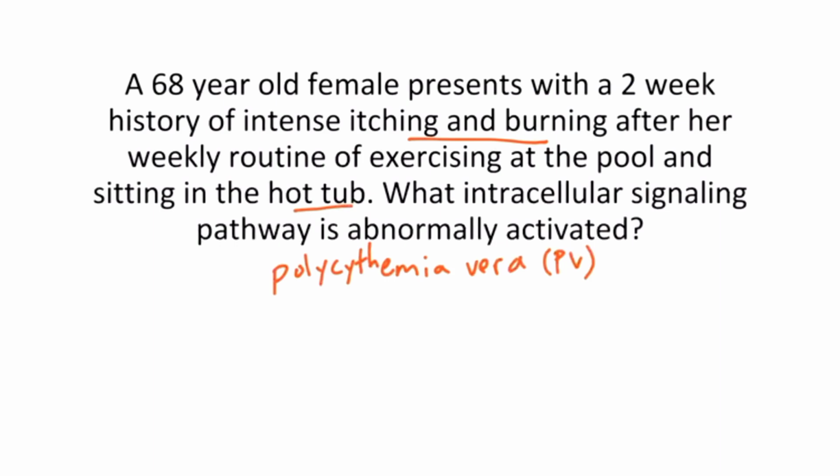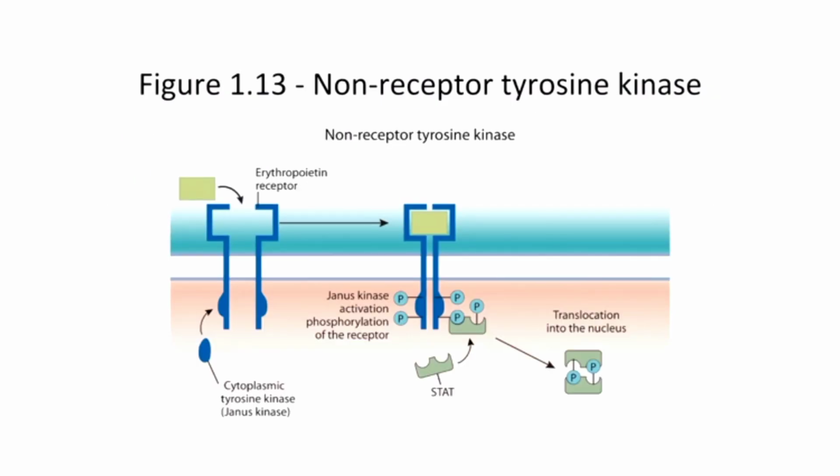PV is caused by mutations in the JAK-STAT pathway, specifically the JAK2 kinase protein. So PV results in increased activation of the JAK2 protein, and this results in increased activation of STAT. From figure 1.13, we can see that overactivation of JAK will cause overactivation of STAT. Okay, let's do one more question.